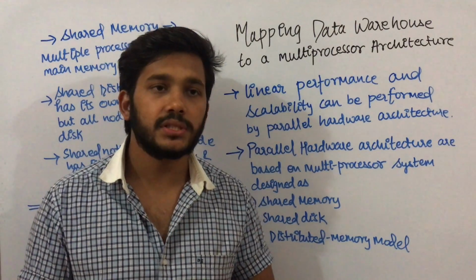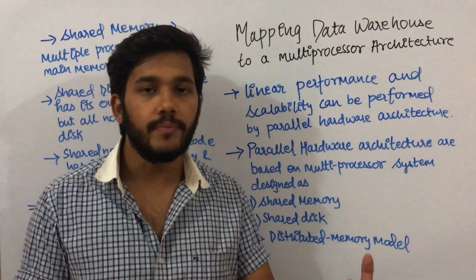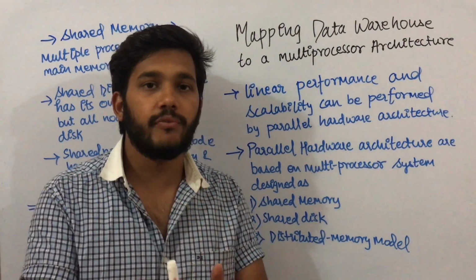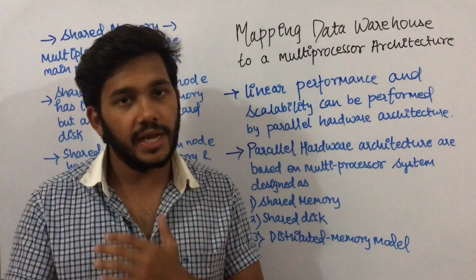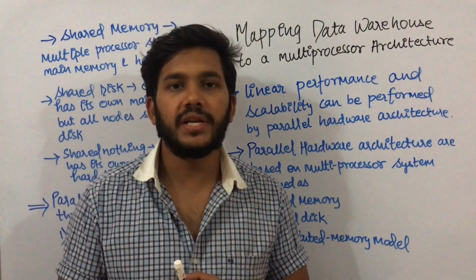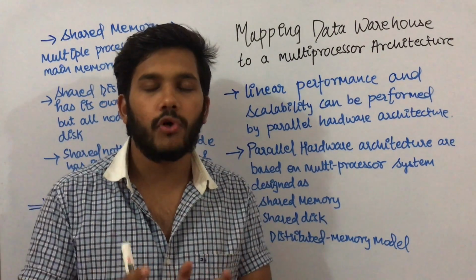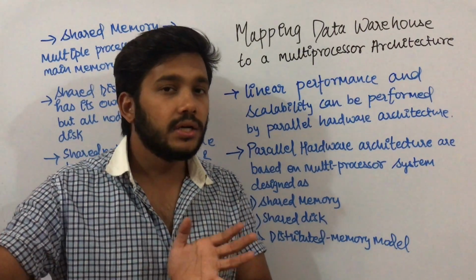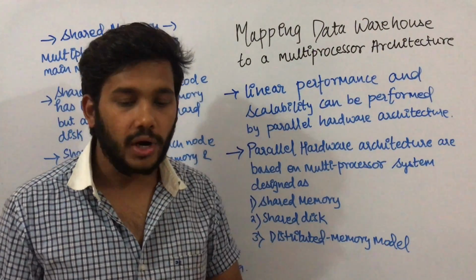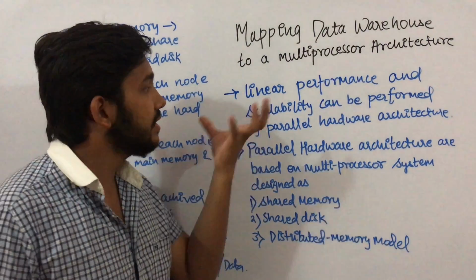Linear performance means whatever the performance this data warehouse is having, if you are mapping this to a multiprocessor environment, then this linear performance should not be in imbalance. And scalability means if you are adding more data, or if you want to increase the size of your data warehouse, then scalability is required. And this mapping process should not disturb the scalability.